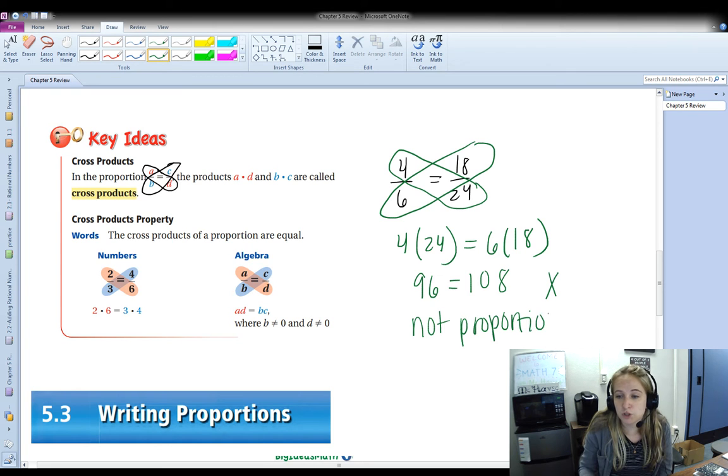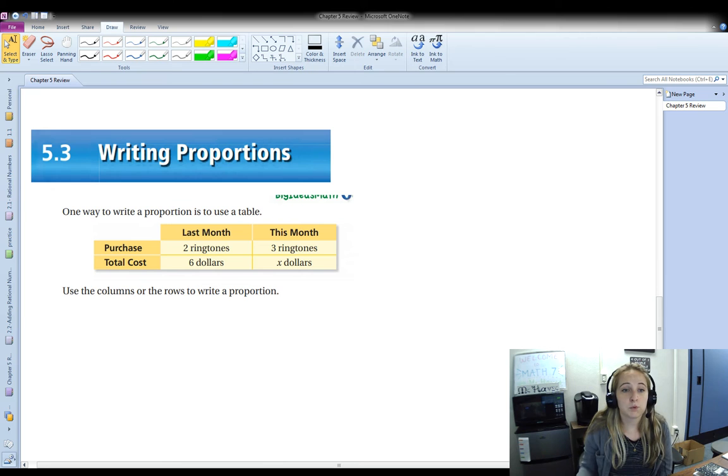They're not proportional. Okay? So you can see, you can either figure out if two ratios are proportional by simplifying the fractions or by doing cross product and seeing if they equal each other. Okay? So that's 5.2. Let's move down to writing proportions.